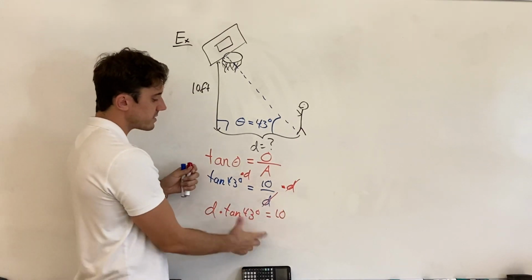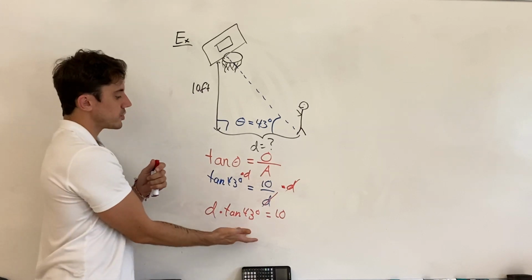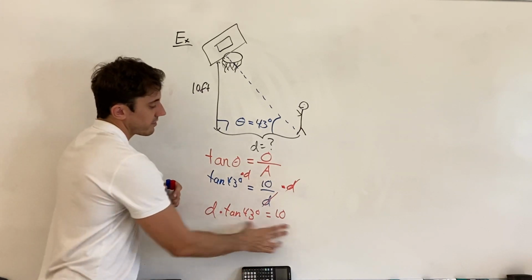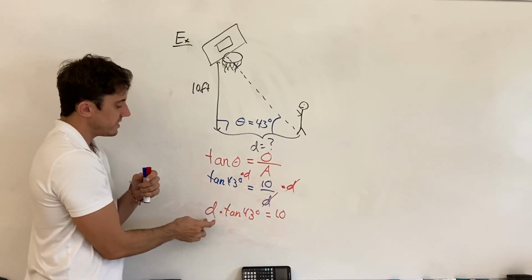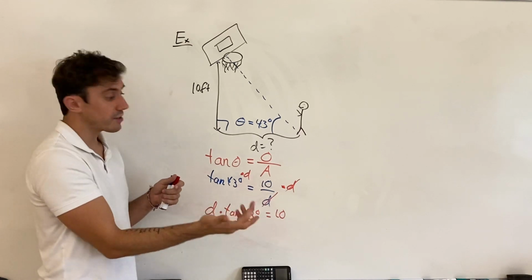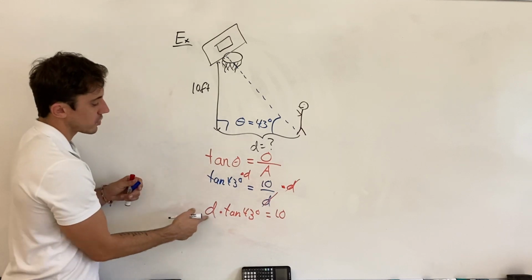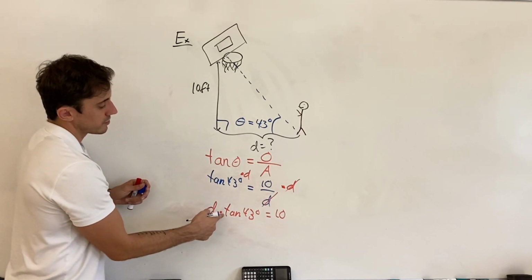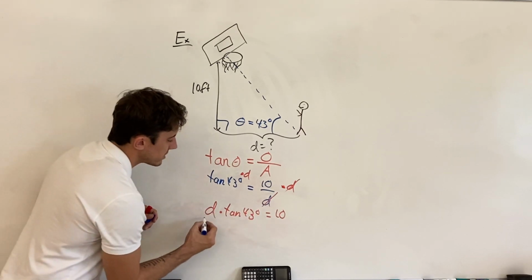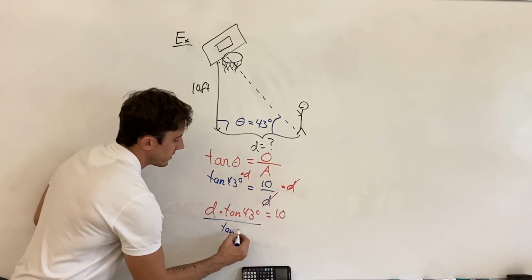Now, tan of 43 degrees, again, you can compute it on a calculator. This is just a numerical value, and so this becomes a very easy equation to solve. We simply have D, our unknown, times some numerical value equals 10. That's not so difficult. Let's go ahead and solve for D. So the opposite of multiplying by tan 43 is, of course, dividing by tan of 43.